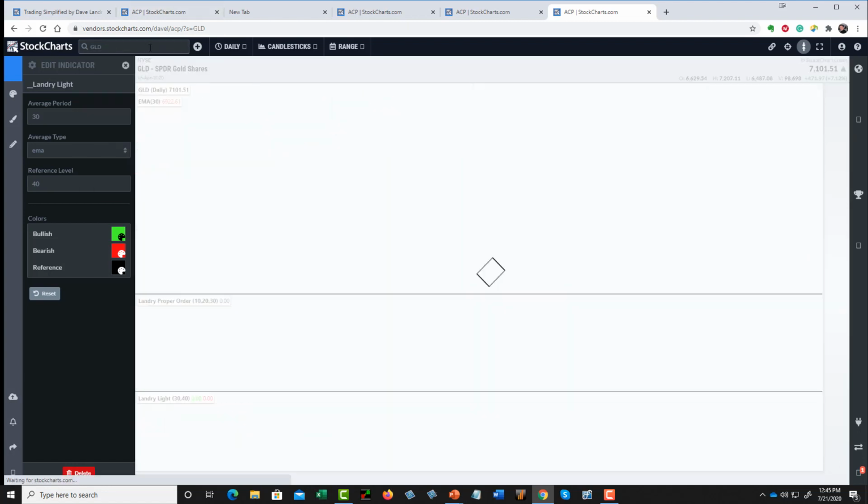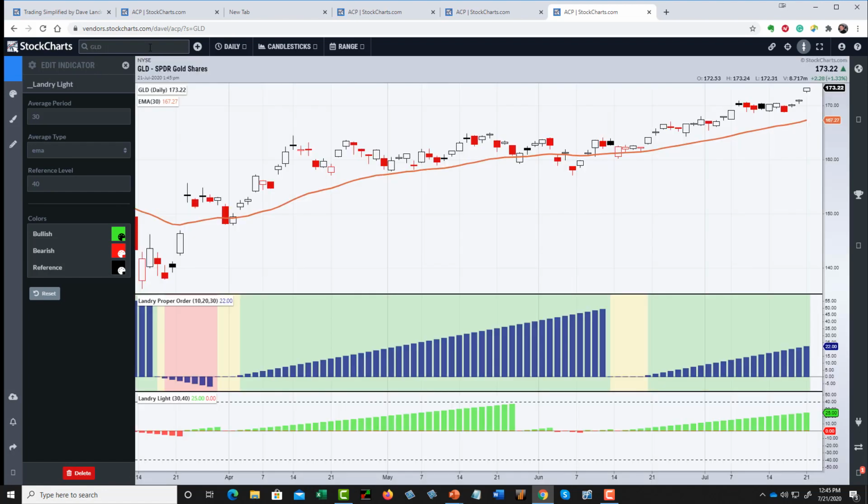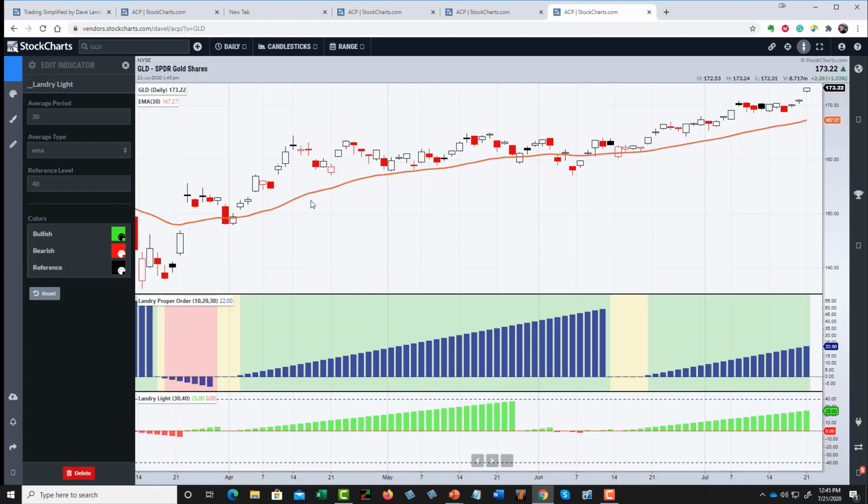Maybe gold would be another good market to take a look at. Now, keep in mind that something like Bitcoin and gold are pretty efficient markets, but they can occasionally trend nicely. And notice the nice green trend that gold's been in, had a few little dips below its 30-day EMA, and you can see that the proper order changed for a while here when it got choppy, and then it went back to uptrend proper order.